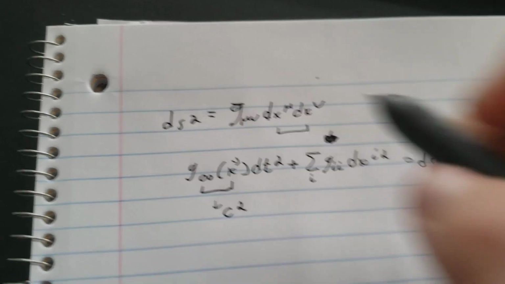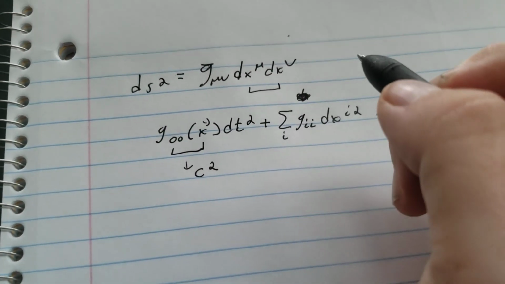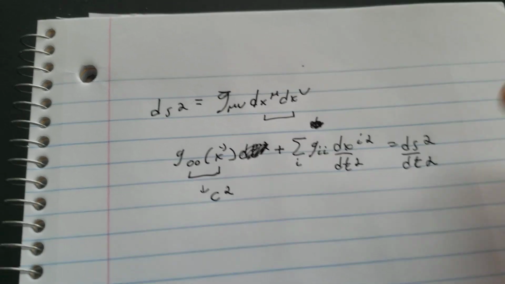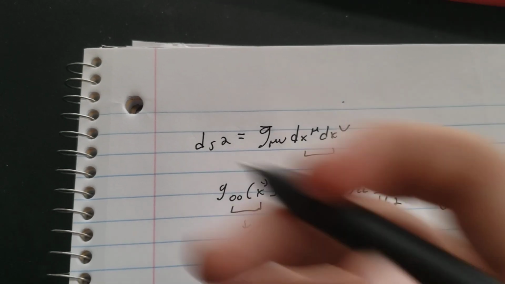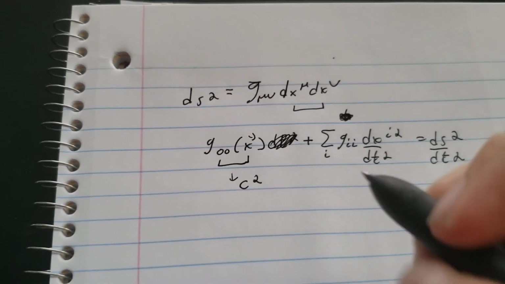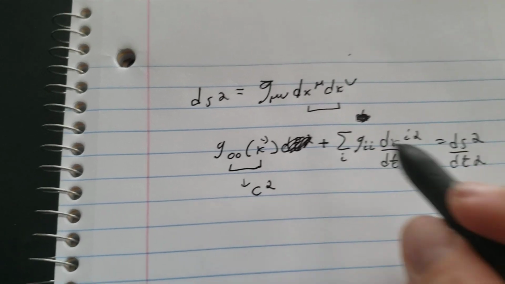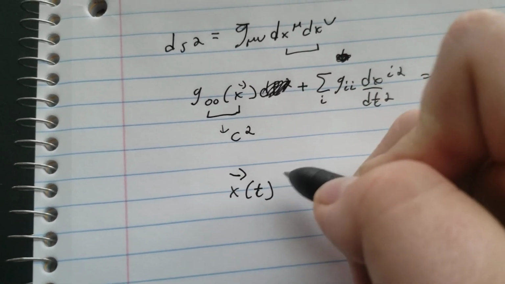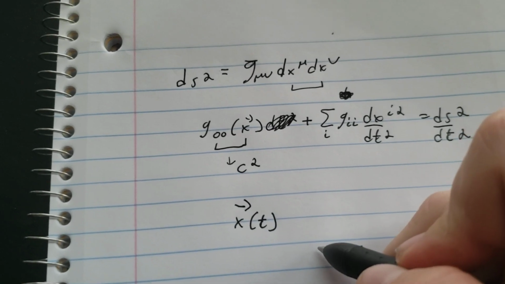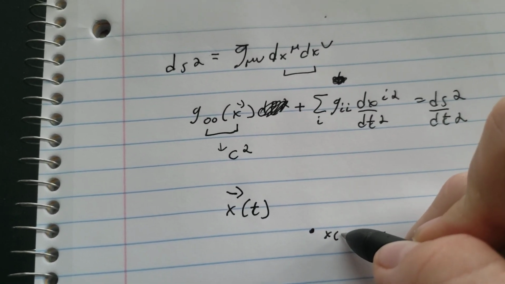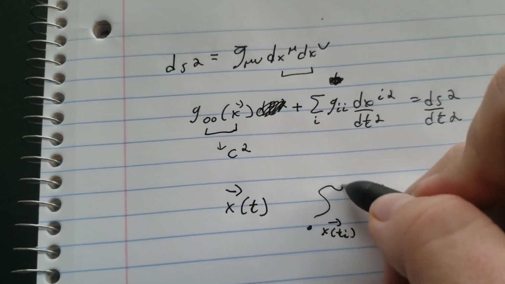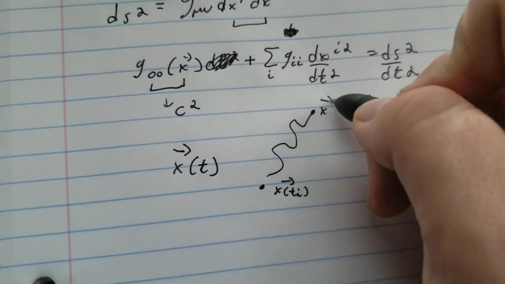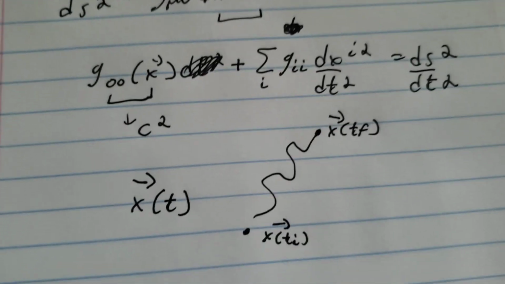Well, let's divide out by dt squared. So a path is defined by a position vector as a function of time, and this path takes you from the position vector at an initial point, this is the function of time, the graph so to speak, just a 1D example, to the position vector at the final time.